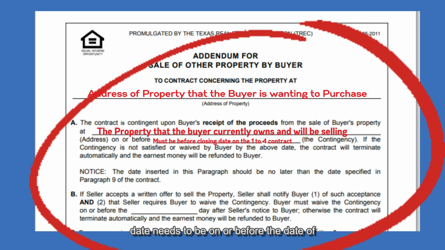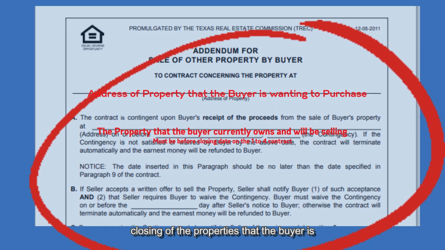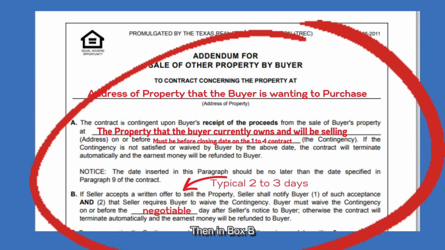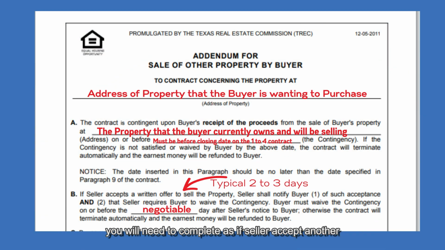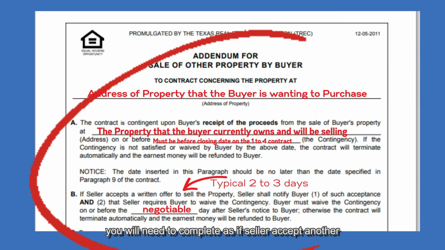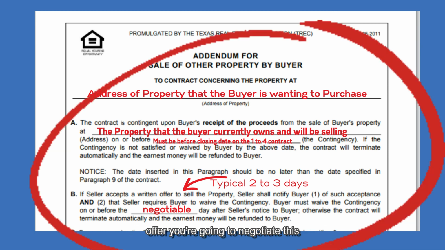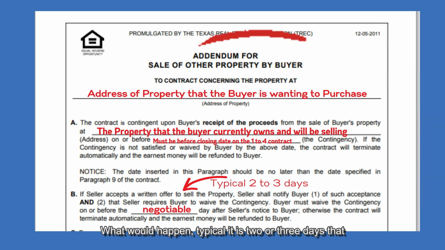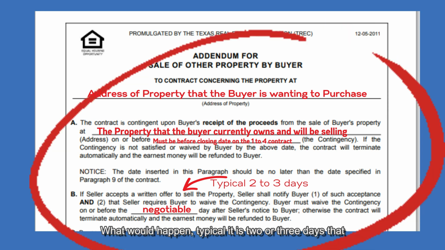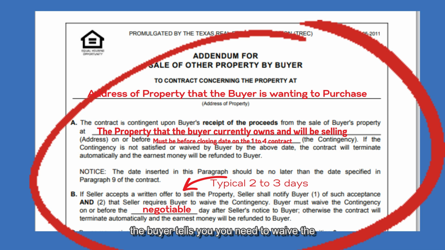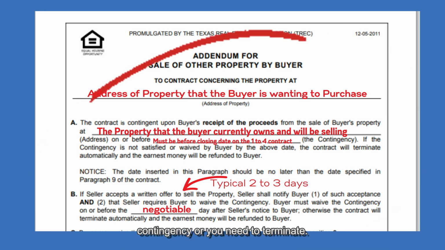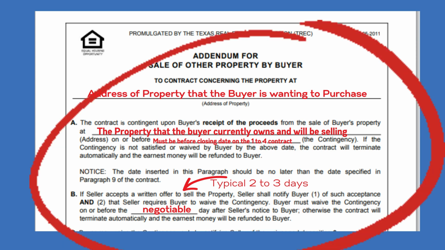That next line, that date needs to be on or before the date of closing of the property that the buyer is purchasing. Then in box B, you need to complete this. If the seller accepts another offer in the meantime, you're going to negotiate prior to that acceptance what would happen. So typically it's 2 or 3 days that the buyer tells you you need to waive the contingency and move forward with the contract, or you need to terminate the contract.